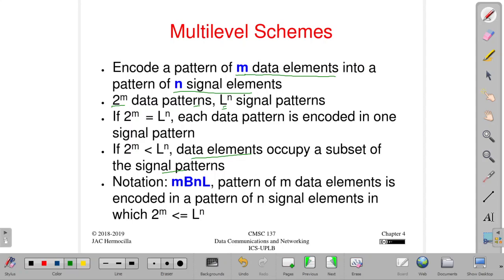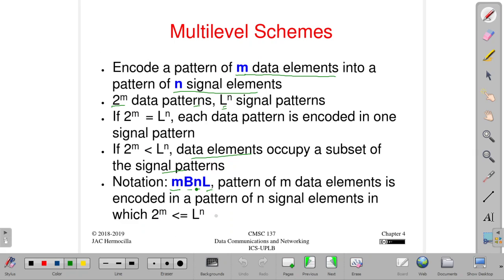So this is the notation. The notation is M, number of data elements, B, and N, number of signal elements, L. So this pattern of M data elements is encoded in a pattern of N signal elements in which 2 to the M is less than or equal to L to the N.